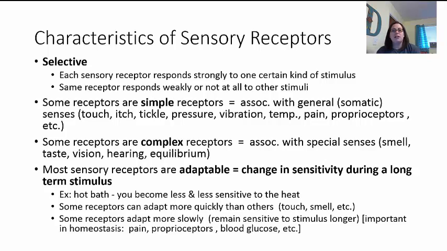Some receptors can actually adapt very quickly. This is like touch or smell. An example with touch is when you put your clothes on. You feel them at first, but then after they've been touching your skin a while, you don't really notice that they're there, unless the tag starts bothering you or something like that.